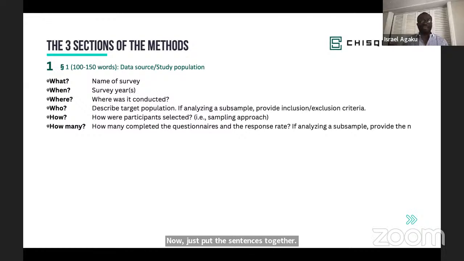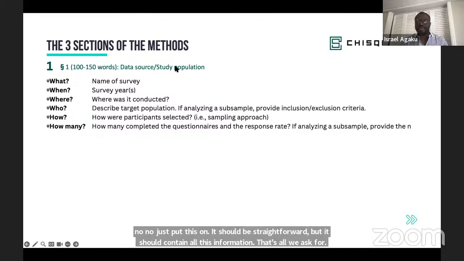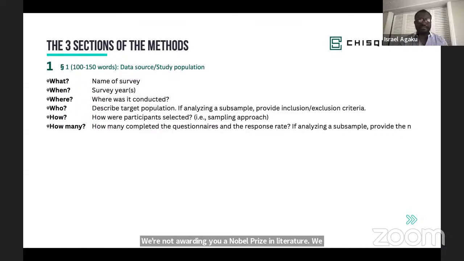You don't have to sound eloquent or sound fancy. Just put the sentence. It should be straightforward, but it should contain all this information. That's all we ask for. Right? We're not awarding you a Nobel Prize in literature. We just want to have complete information for how the study was conducted. That's the first section, the data source.